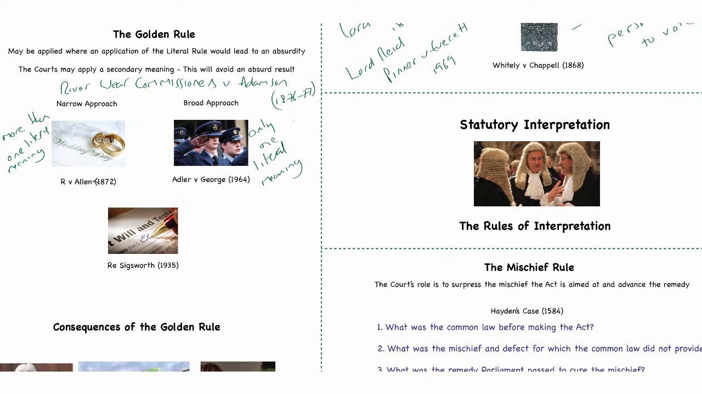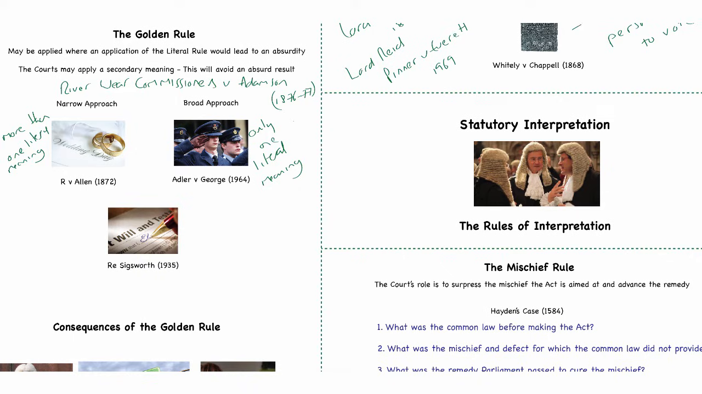The first is R versus Allen in 1872. In R versus Allen, the defendant was charged with the offence of bigamy under section 57 of the Offences Against the Person Act 1861. Now, bigamy is when you marry more than one person. The statute states, whosoever, being married, shall marry any other person during the lifetime of the former husband or wife is guilty of an offence.